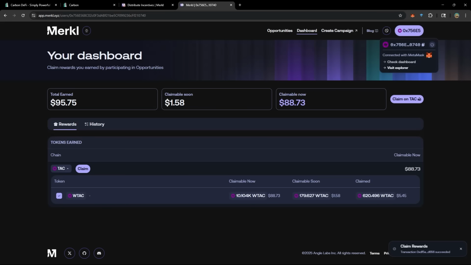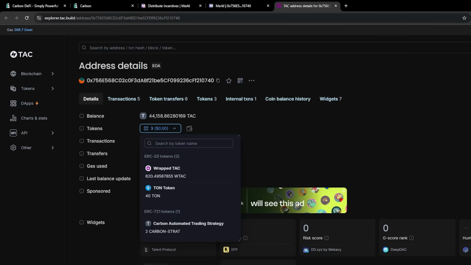This will take you to the TAC Explorer, where you can see the exact balance of everything in your wallet on the TAC blockchain. Here we can see the TAC in my wallet, the wrapped TAC that I just claimed, the 40 TON that I bridged earlier, and the two strategy NFTs representing my positions on CarbonDeFi.